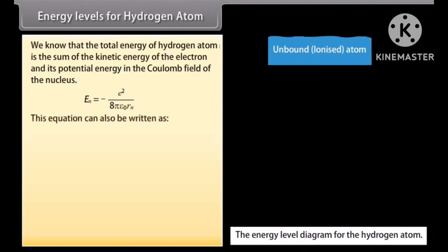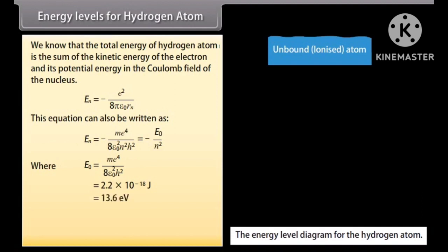This equation can also be written as E_n equals minus m e raised to the power 4 divided by 8 epsilon naught square n square h square, where E naught is equal to m e raised to the power 4 divided by 8 epsilon naught square h square. E_n equals 2.2 into 10 raised to the power minus 18 joule, which is equal to 13.6 electron volt. The above equation can also be written as E_n equals minus 13.6 upon n square electron volt.